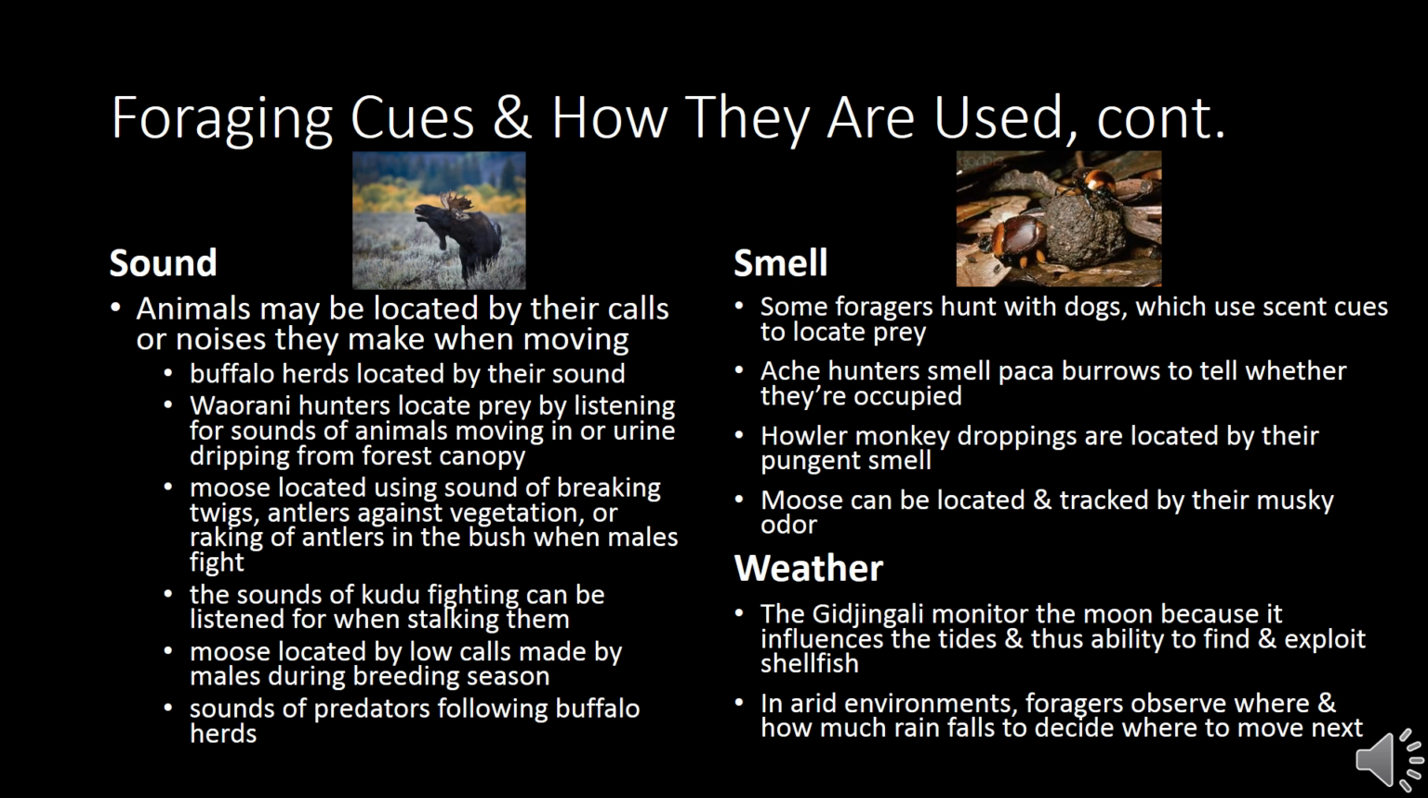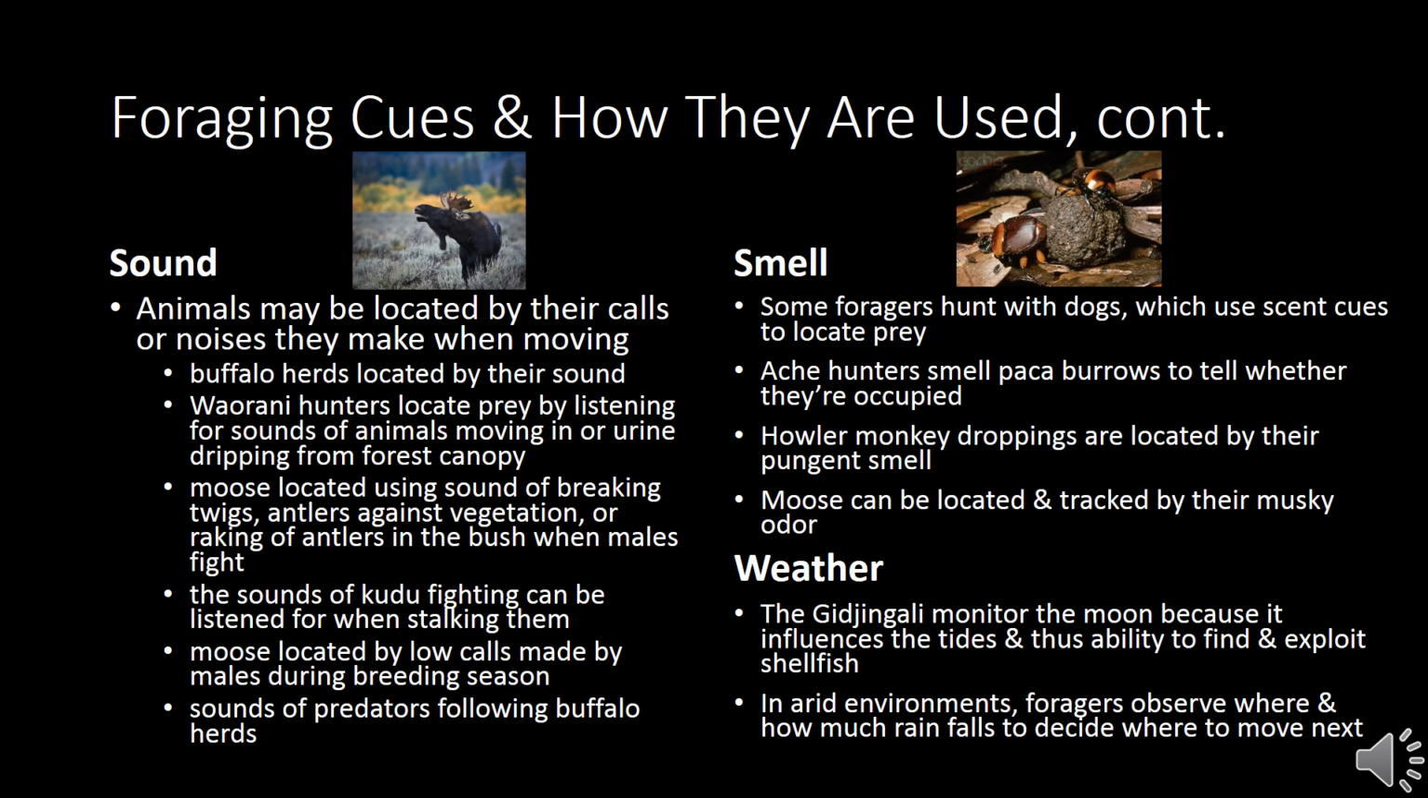Another type of environmental cue that provides information about animal resources is sound. One source of sound is the movement or behavior of animals. For example, Valley Bisa hunters locate buffalo herds by the noise that they make when they're on the move. Warani hunters locate prey by listening to the sounds of animals moving in the forest canopy, or by listening for the sound of urine dripping from the forest canopy.